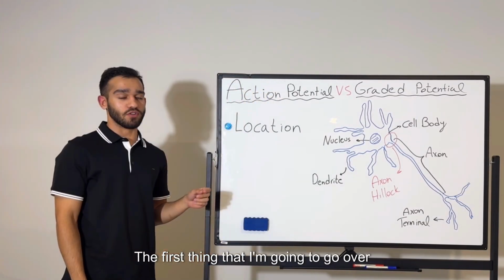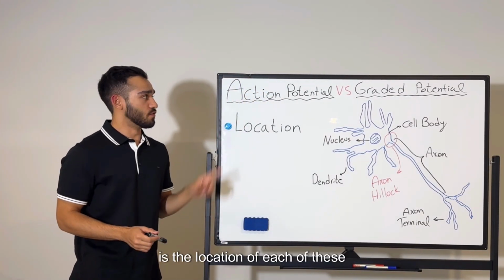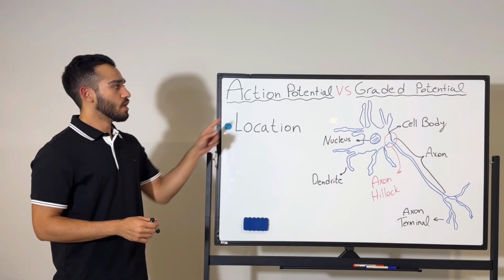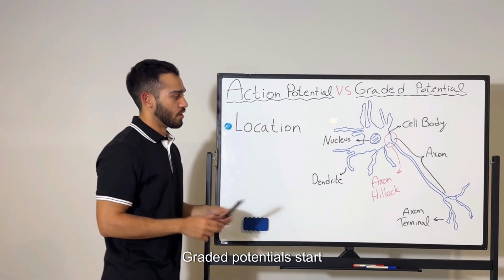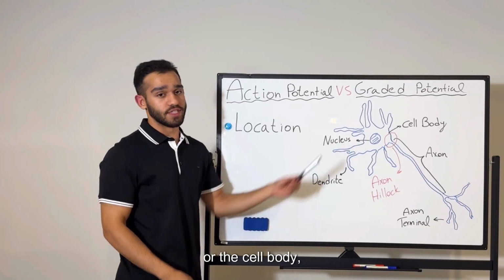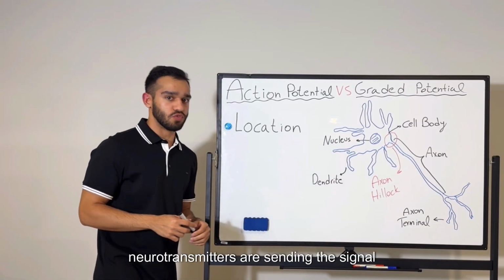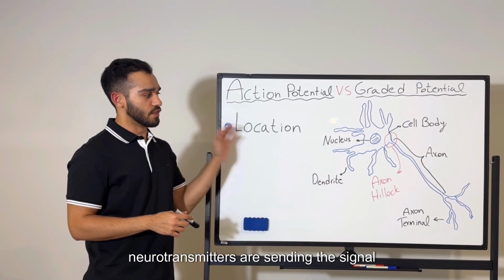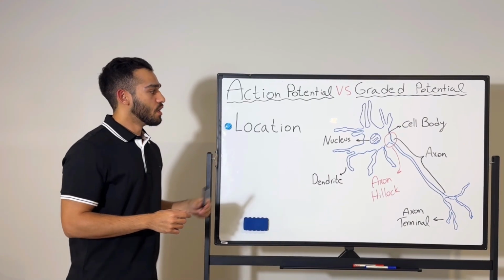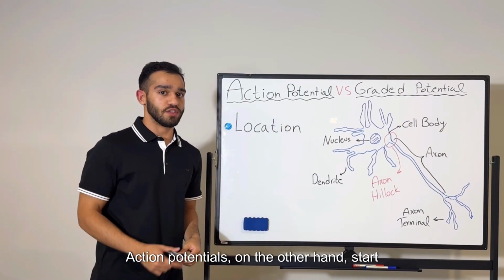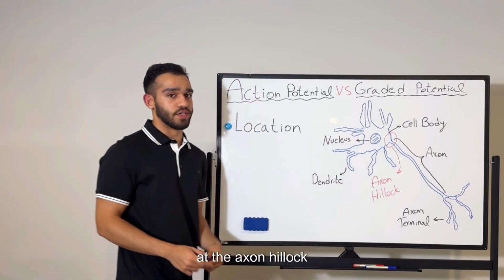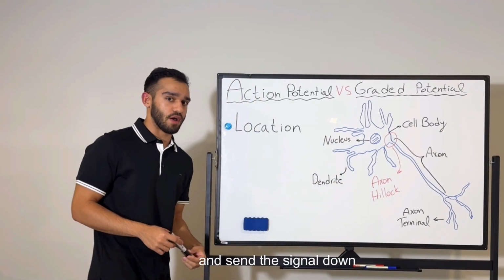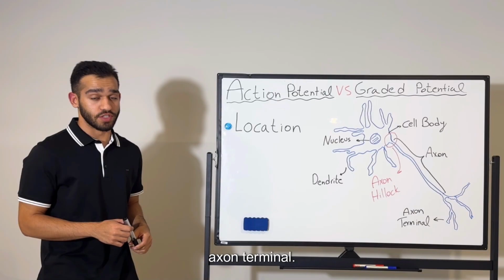So the first thing that I'm going to go over is the location of each of these potentials. Graded potentials start at the dendrite or the cell body, where the neurotransmitters are sending the signal from another neuron. Action potentials, on the other hand, start at the axon hillock and send the signal down towards the axon terminal.